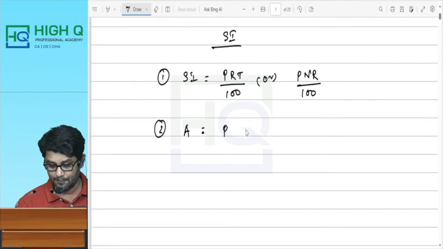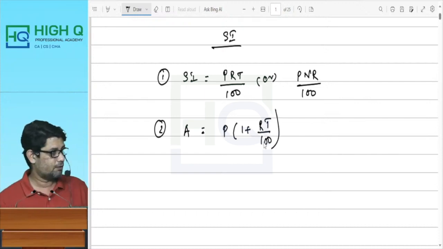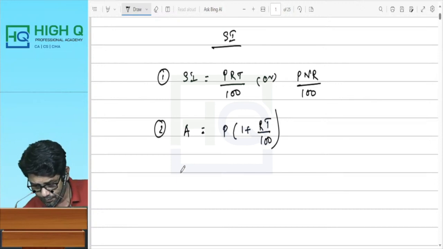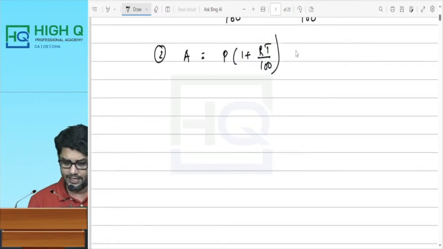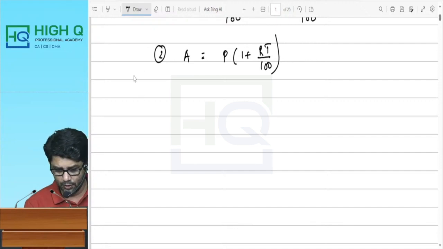So P plus simple interest: P into 1 plus RT by 100. Is that right, my dear? Yes. A is equal to P into 1 plus RT by 100. Now listen here. Don't worry, annuity will all come later. So A is equal to P into 1 plus RT by 100.